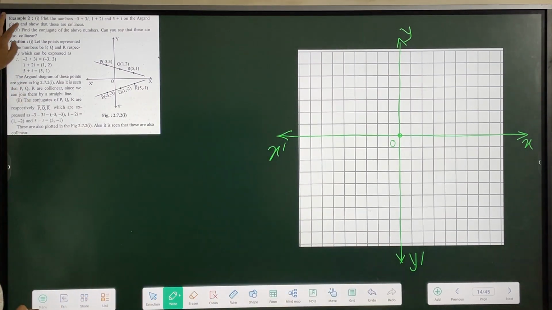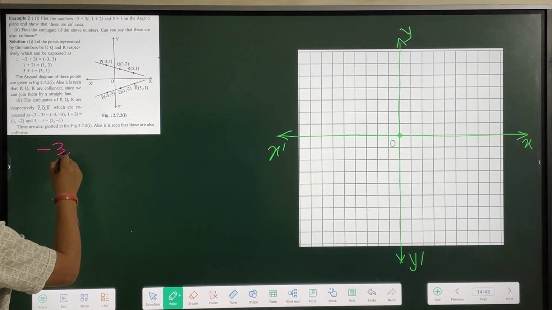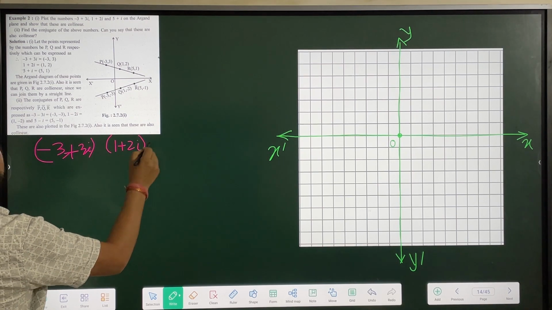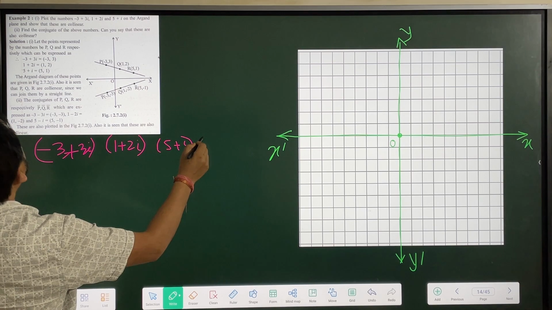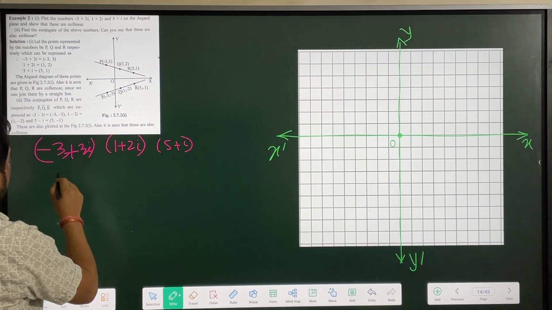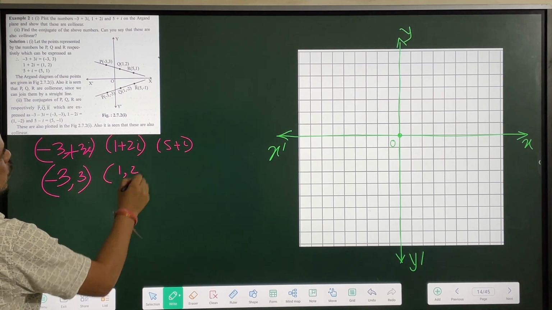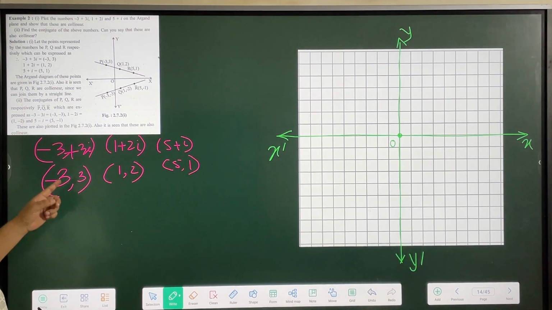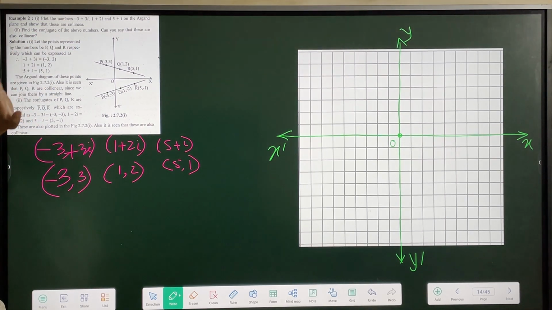Look here. Plot the numbers minus 3 plus 3i, 1 plus 2i, 5 plus i. So these are the ordered pairs: minus 3, 3; 1, 2; and 5, 1. Then on an Argand plane, show that these are collinear.